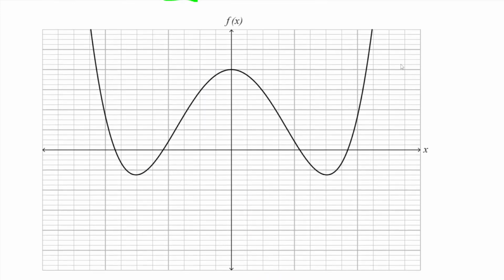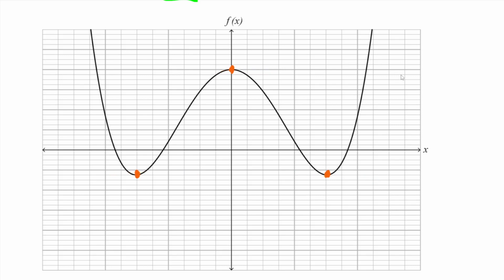So the key points to look out for are any turning points. So on our original function, we have a turning point here, here, and here. Because the gradient of a turning point, if you were to draw a tangent at that point, it would be a flat line, because the gradient at a turning point is equal to 0.